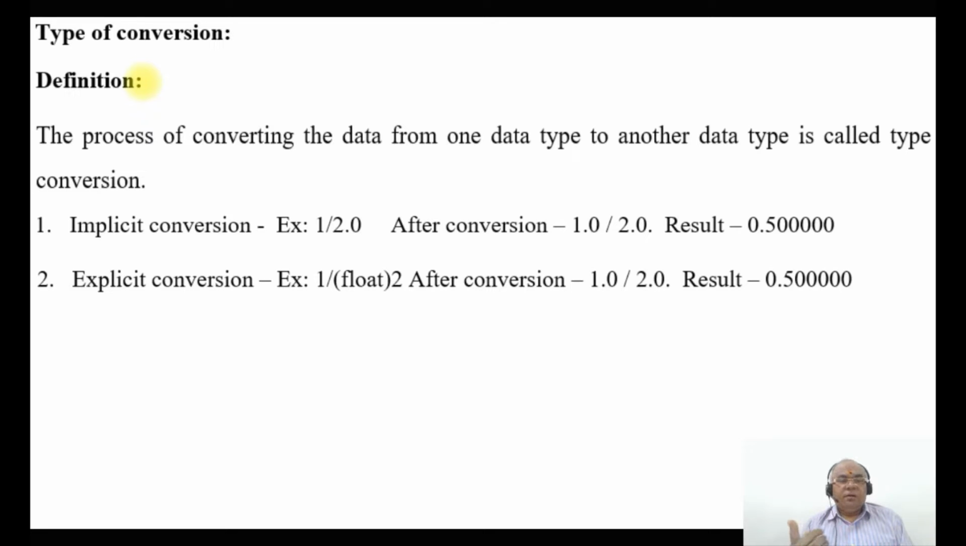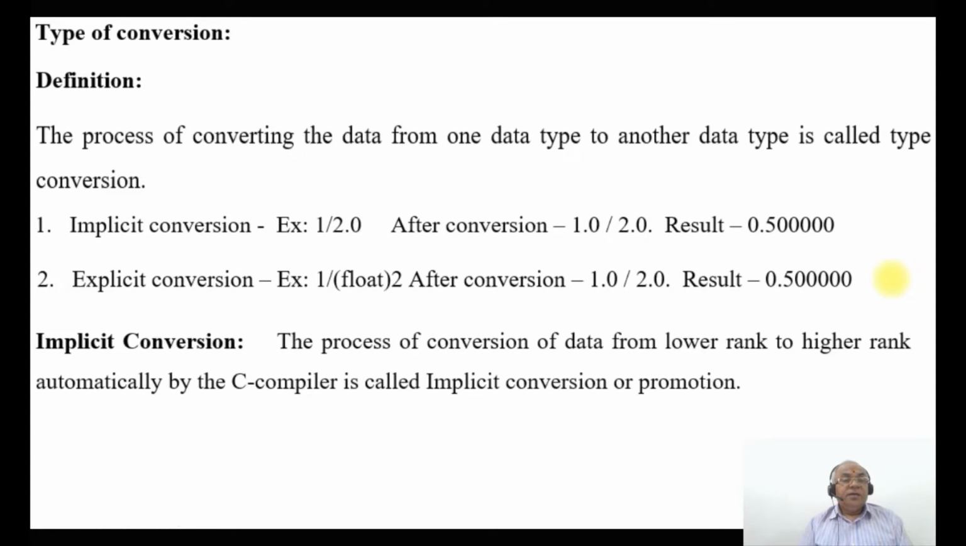So what is the explicit conversion? Example, 1 divided by float 2. So explicitly we are doing that. After conversion, what happens? Because it is float here, that becomes converted. That 2 which was the integer earlier has been converted into 2.0. Since this becomes 2.0, naturally this also automatically converts into 1.0. So the result is 0.5 followed by 5 zeros.